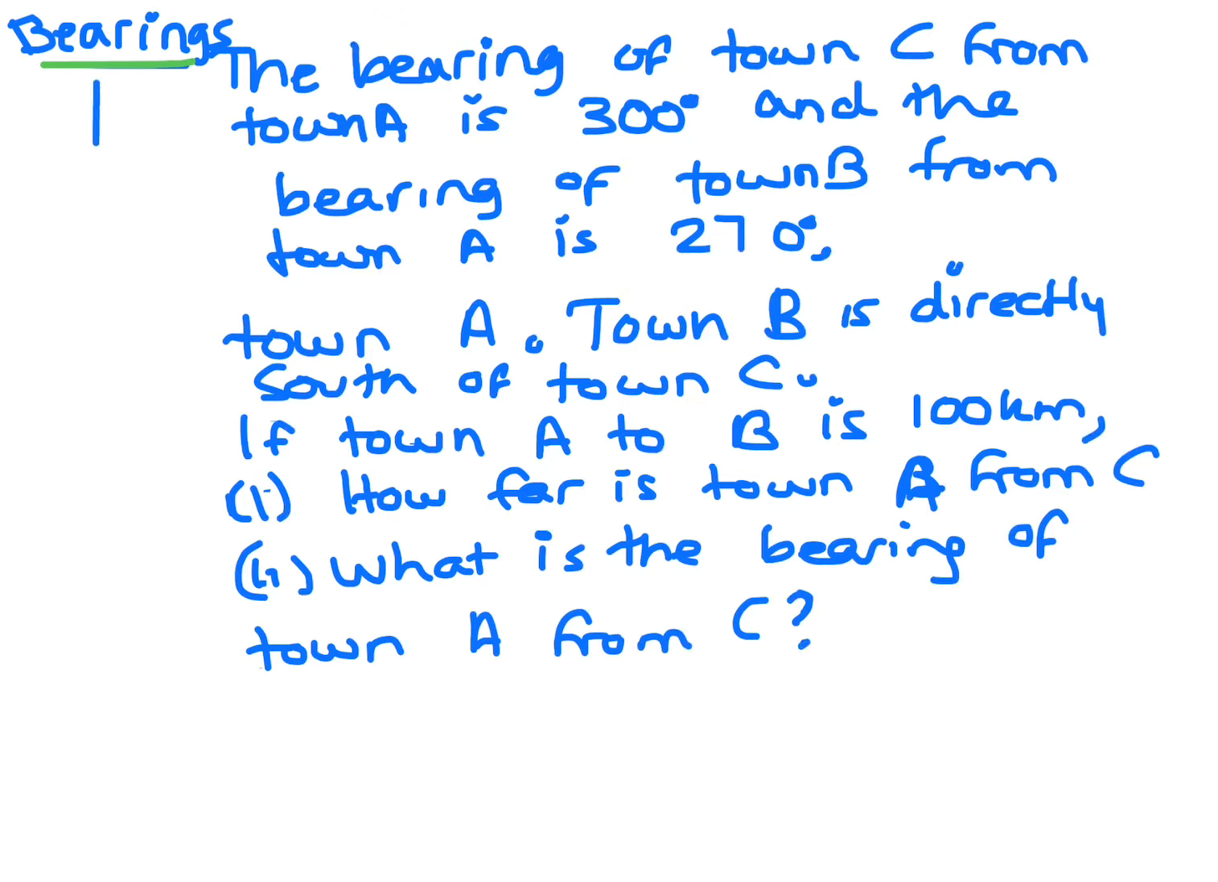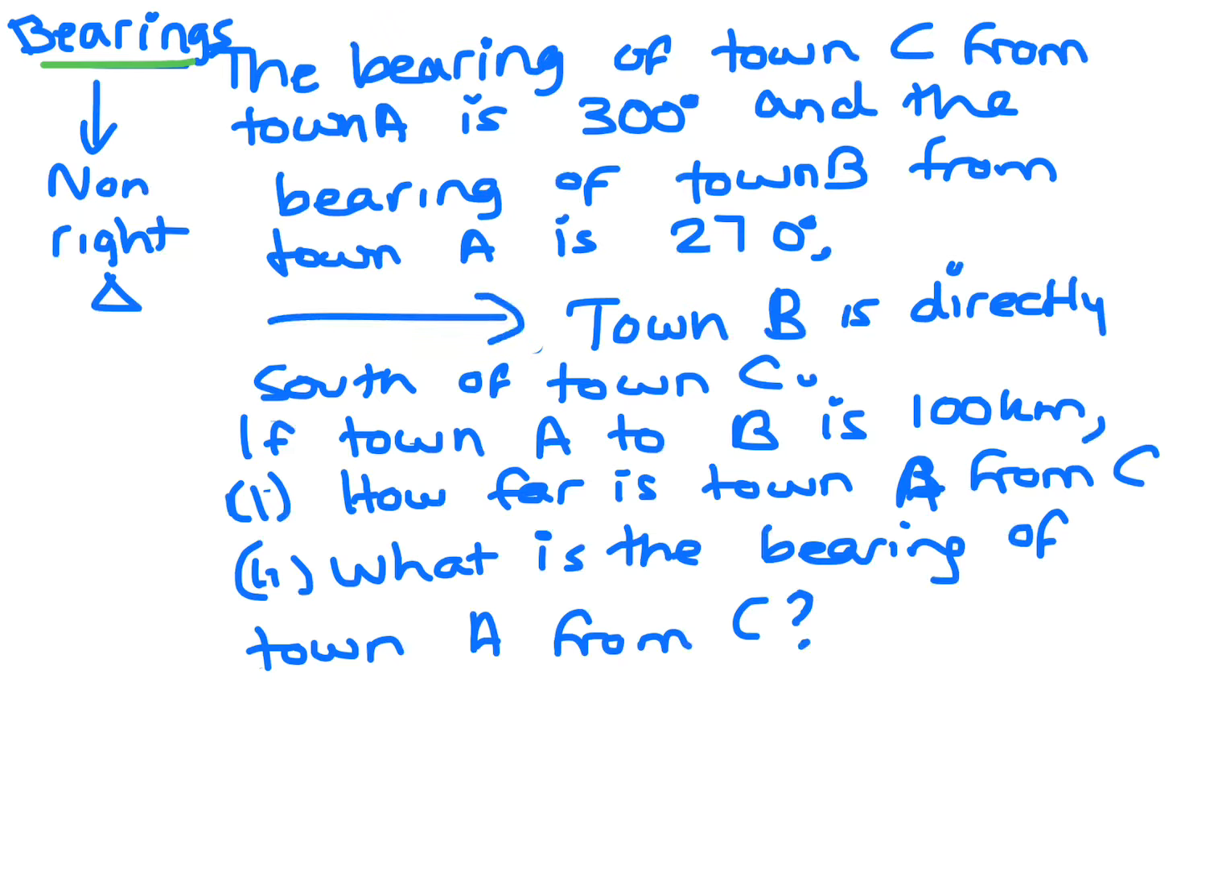Another bearings question for a non-right angle triangle. The bearing of town C from town A is 300 and the bearing of town B from town A is 270. Town B is directly south of town C. If towns A and B are 100 kilometres apart, how far is town A from town C?